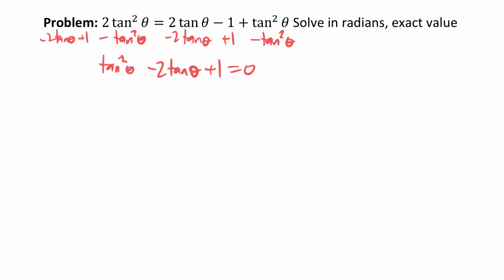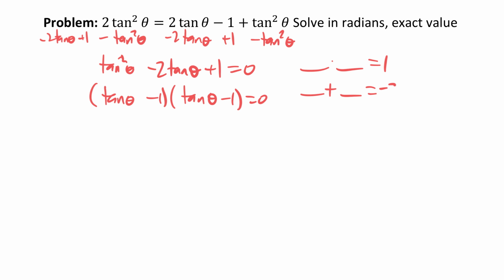Then we need to factor it, and this looks not too bad. Tan theta minus 1 times tan theta minus 1 equals 0. We're looking for two numbers that multiply to give 1 and add to give minus 2. So I think those numbers of minus 1 should work. Now this tells me that tan theta equals 1 and tan theta equals 1. I'm going to go ahead and skip this because this is the same as the one on the left.